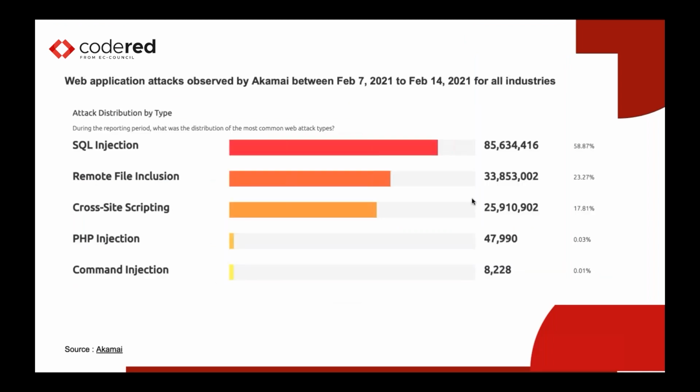If you look at the attacks observed by Akamai between February 7th and February 14th, SQL injection is still the most prominent one, followed by remote file inclusion and cross-site scripting. So these are the attacks that are observed. It doesn't mean that these were successful, whereas in the previous slide, it was about confirmed exploited vulnerabilities. That's why there's a difference in numbers between the two slides. As you can see, cross-site scripting is higher here because there are lots of bots that attempt cross-site scripting, whereas they may not be really successful.